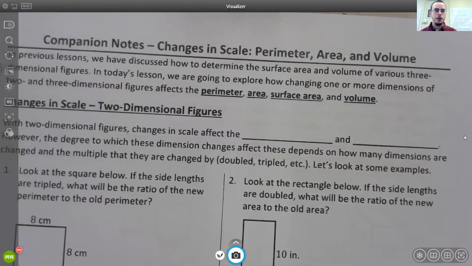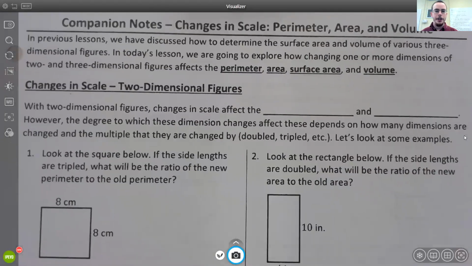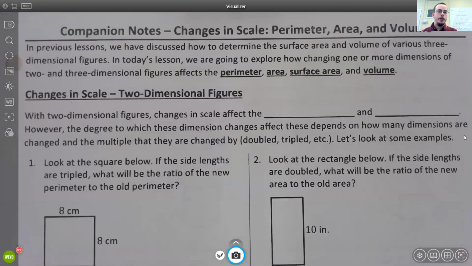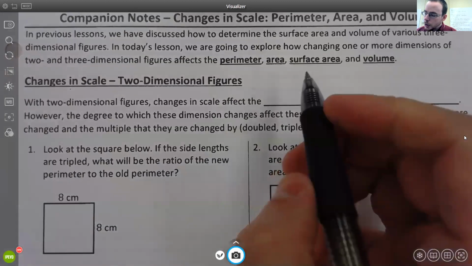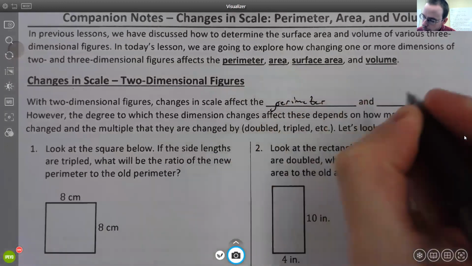I'm here with the first part of the companion notes on changes in scale on perimeter, area, surface area, and volume. So the first thing we're going to talk about here is the two-dimensional figures. And when we change the scale of something, so we might change the length or the width or the base length or whatever else, the changes in scale affect the perimeter and the area.